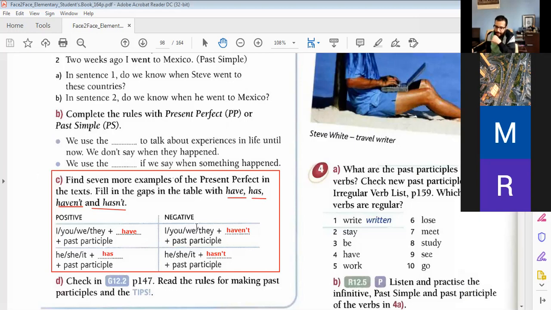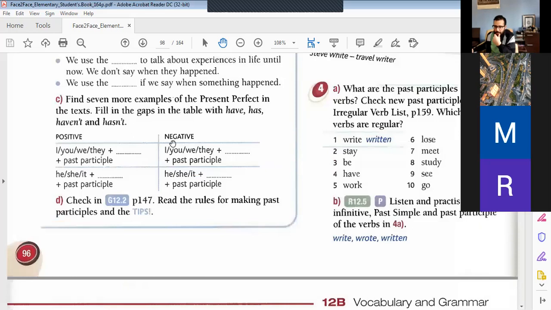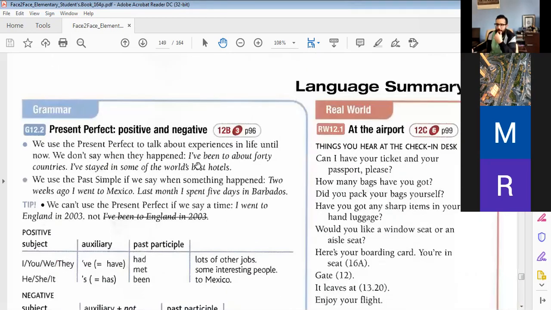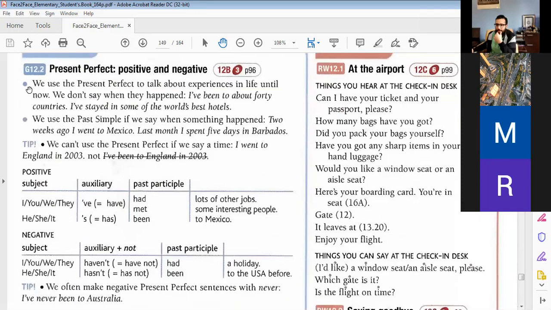Okay. Now I want you to take a look. It says here read the rules for making past. Okay, let's look at the summary. It might give us some clarifying points. So let's take a look. Page 147. Okay, so these are the same points that we talked about.